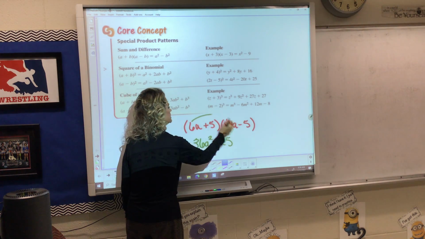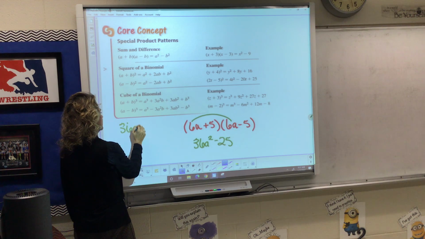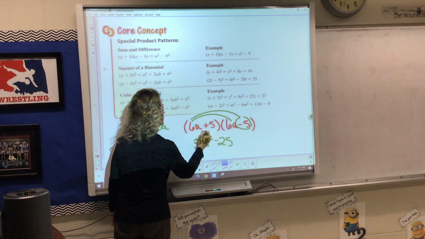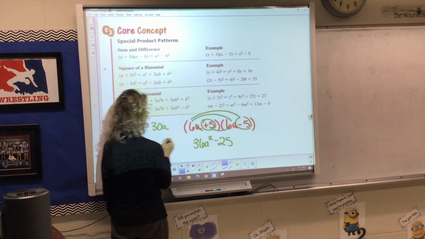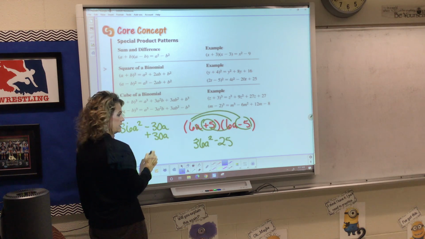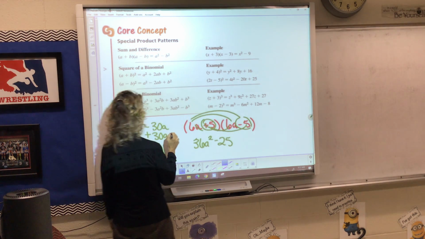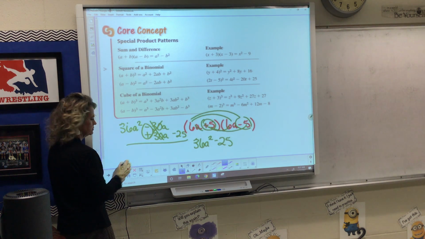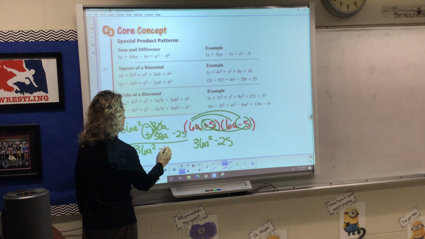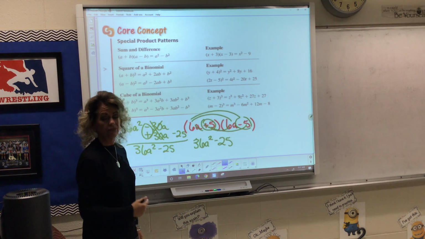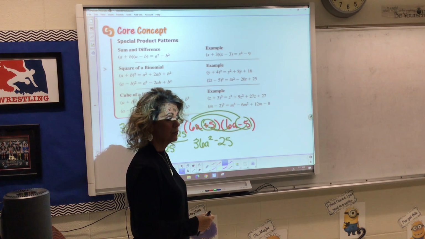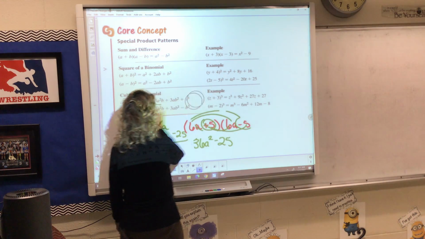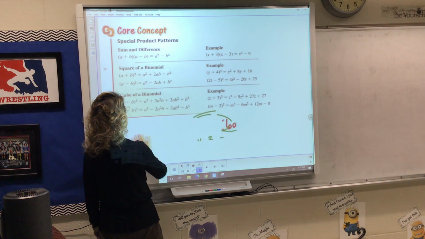If you're not sure, 6a times 6a is 36a squared, yes? 6a times a negative 5 is a negative 30a. That one, 5 times 6a is a positive 30a, yes? Negative 5 and positive 5 is a negative 25. These cancel. 36a squared minus 25. I saved myself a minute, maybe more. Do you understand that? We've done this, yes? Okay. Just like we've done our perfect squares.